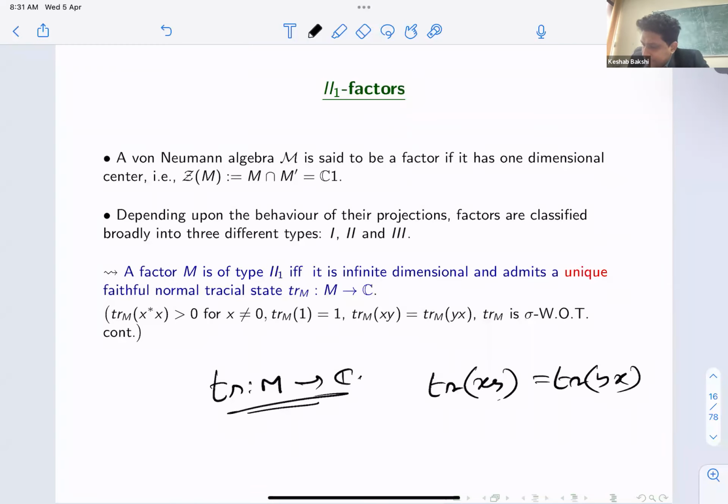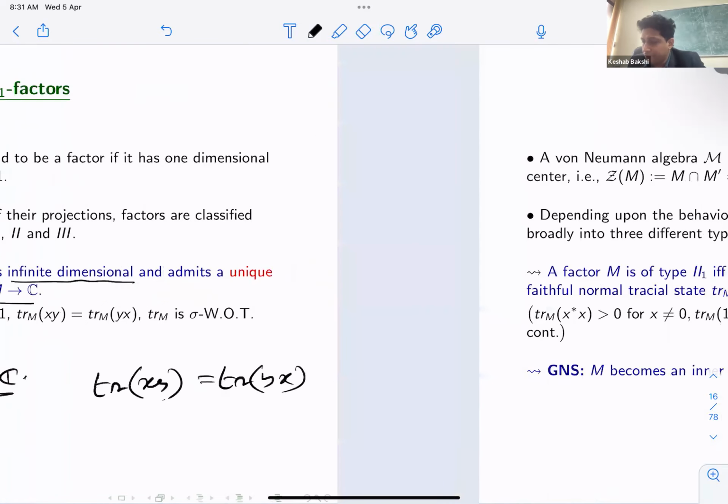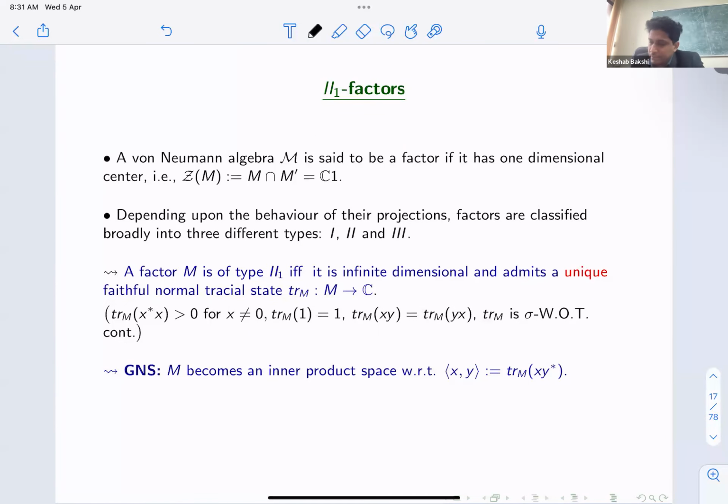That's it. The trace means a linear functional which behaves like the matrix trace. But the main thing is that it is infinite dimensional. So these are called type I factors. Now, there is the Gelfand-Naimark-Segal construction, the GNS construction. From now in my talk, everything will be a II_1 factor. All von Neumann algebras, all factors will be II_1 factors.